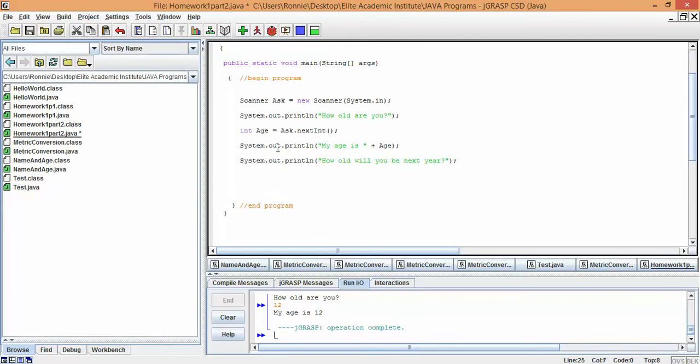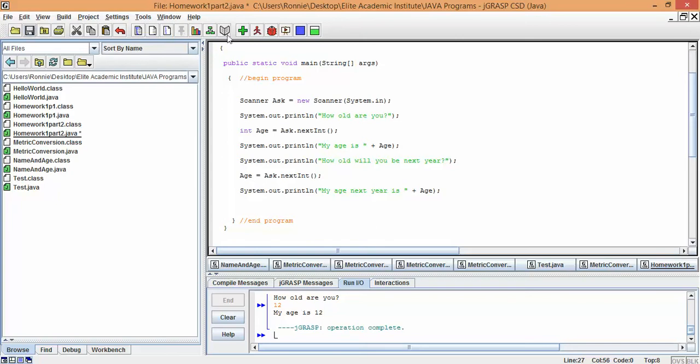Now, I don't want to put two separate ages. I just want to repeat my age for whatever reason. I can put age is equal to ask dot next int. Now, okay, System dot out dot print line. My age next year is plus age.